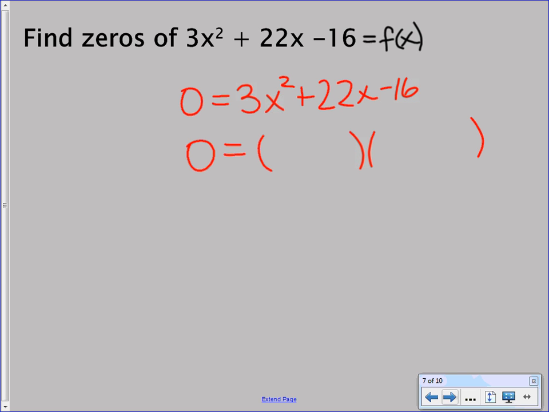Now, I know that Mr. Griebel has a Griebel way of factoring. I don't know the Griebel way of factoring, so if you had him last year and you know the Griebel way of factoring, go with it. Okay?